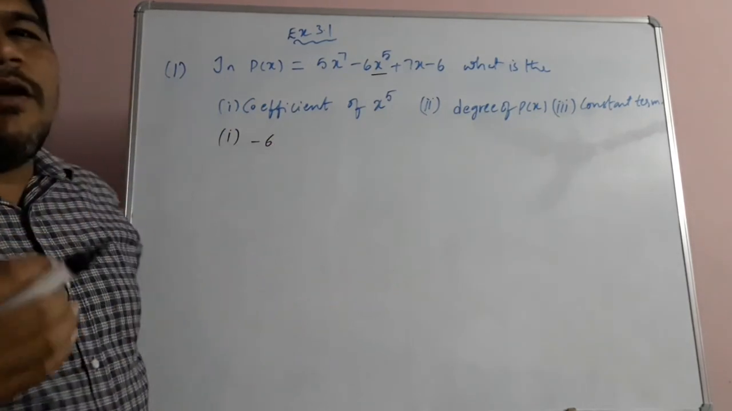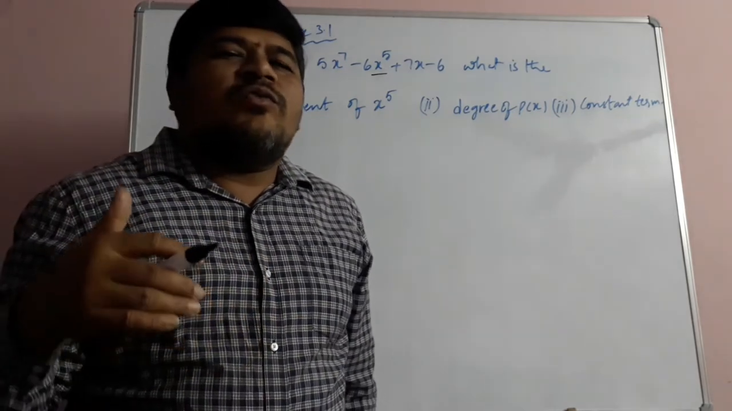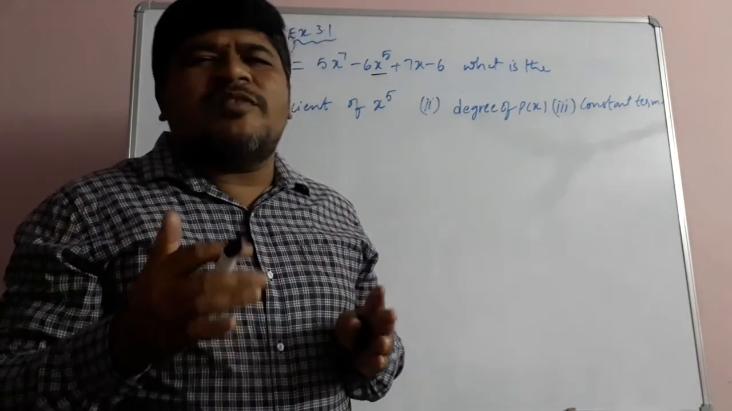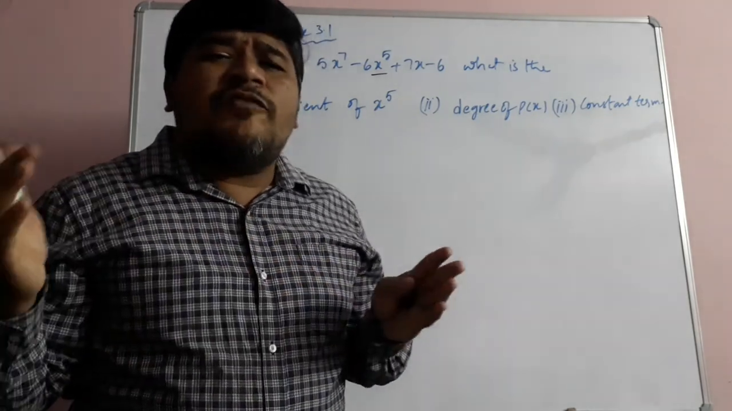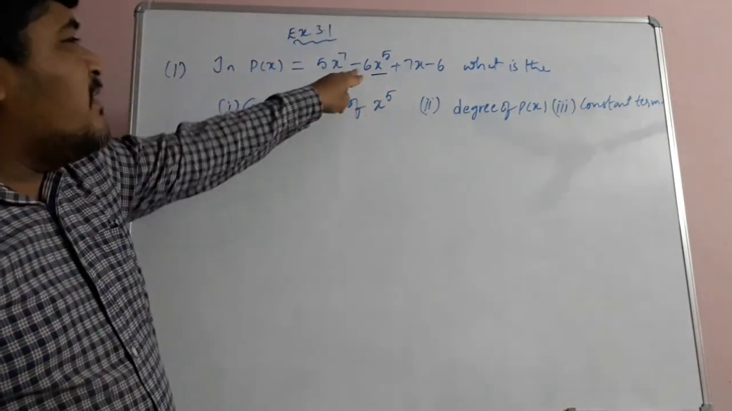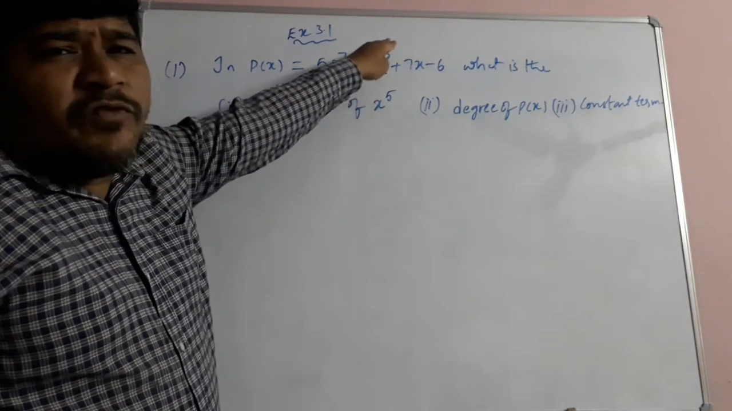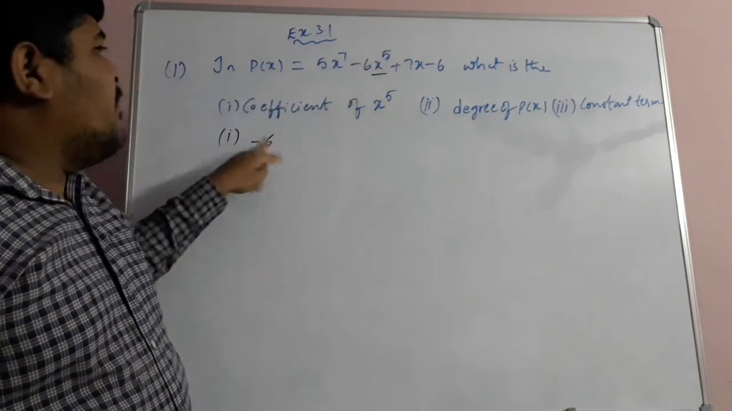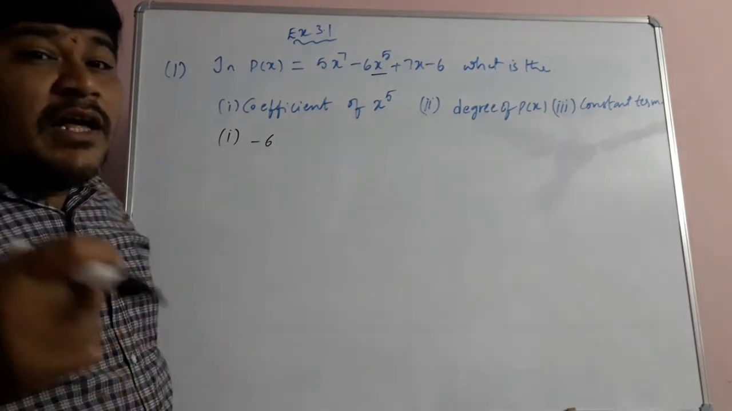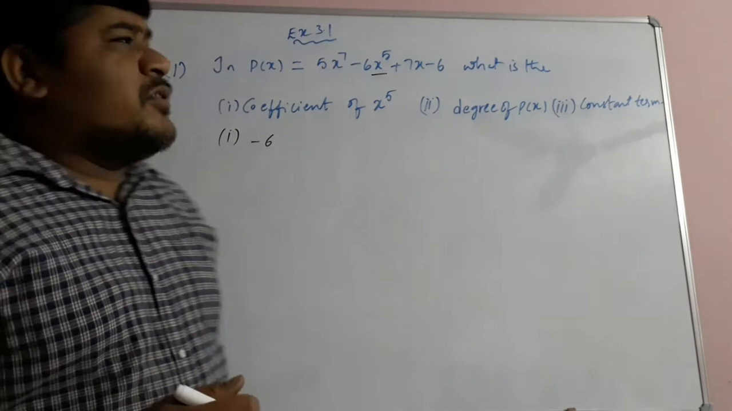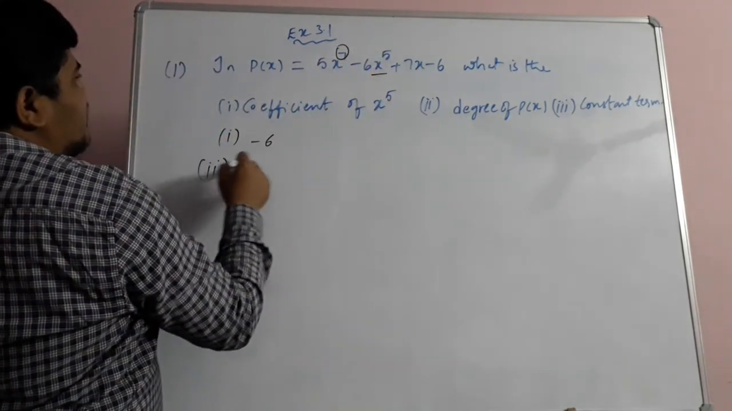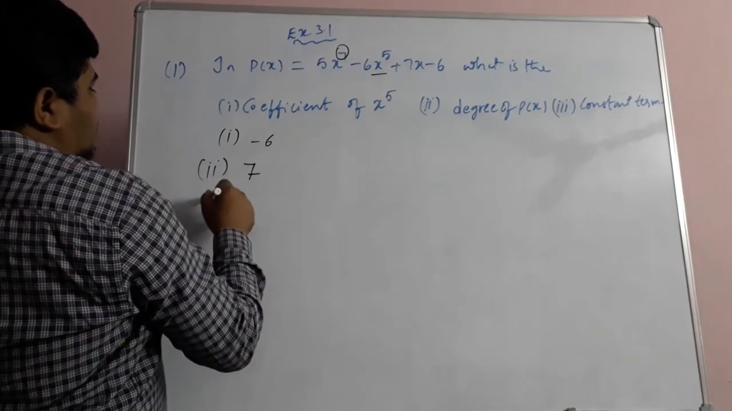So when we are multiplying 2 or more constants or 2 or more variables or both constants and variables, then each is called the coefficient of the other. If 2x is there, it means 2 is the coefficient of x and x is the coefficient of 2. So here minus 6x power 5 means minus 6 into x power 5 is there. So x power 5 coefficient is what? Minus 6. Next, degree of p of x. So already discussed. Degree means what? Highest power of the variable in the polynomial. So in this polynomial, 7 is the highest power. So its degree is 7. Okay, now let's see next.